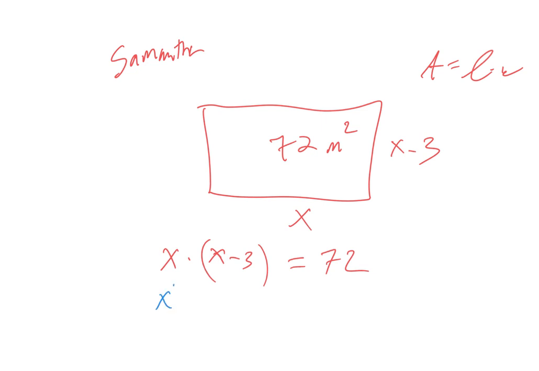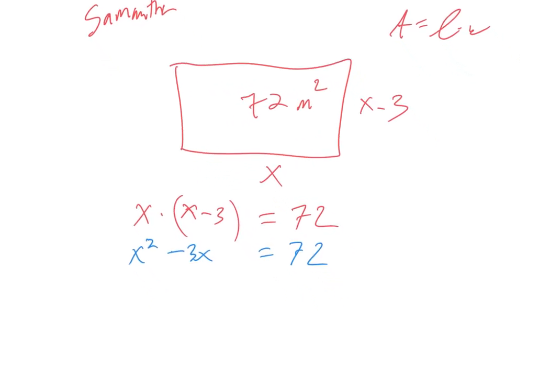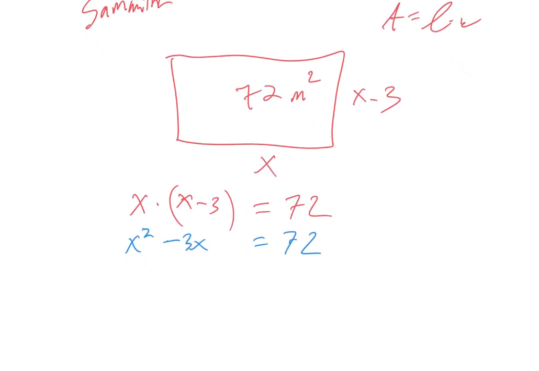Out of habit, I like to distribute: x squared minus 3x equals 72. And now it's like the problem that we did before. In order to solve, it's easiest if I have my equation equal to 0. So I will subtract 72 from both sides. x squared minus 3x minus 72 equals 0.